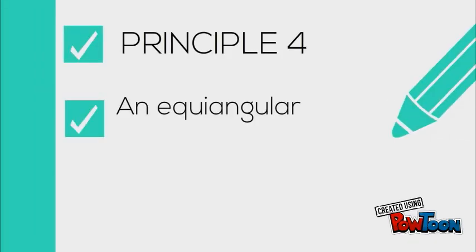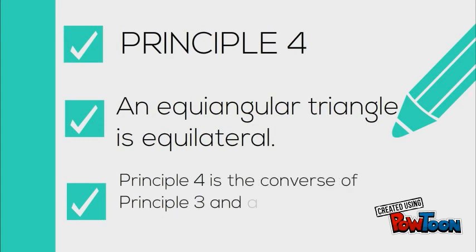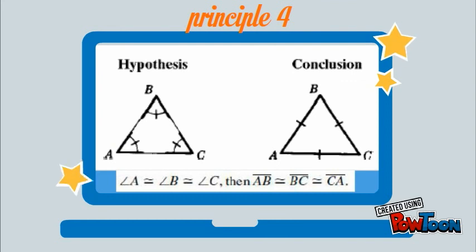Principle 4. An equiangular triangle is equilateral. Principle 4 is the converse of principle 3 and a corollary of principle 2. This is the example of principle 4.